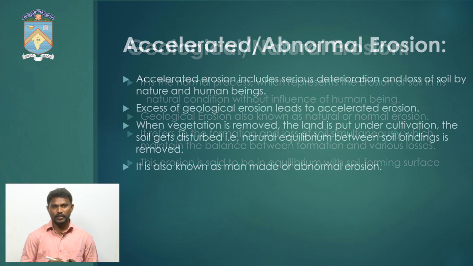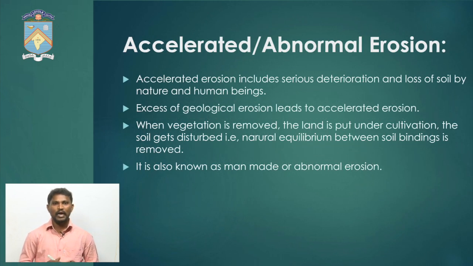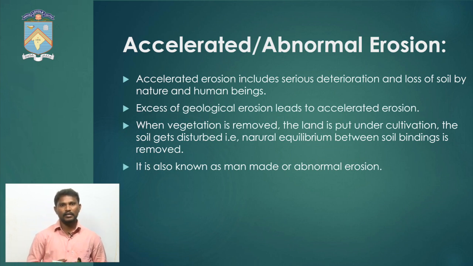The second type of erosion is accelerated erosion. It is also called abnormal erosion, also called human or man-made erosion. Why can we say it is man-made erosion? Because this type of erosion occurs mostly because of human activities, like deforestation, increasing urbanization by cutting the trees, and also the improper use of land. That means the farmer does not take proper precautions to maintain the soil health. In that case we can observe accelerated erosion, that is the second type of erosion.